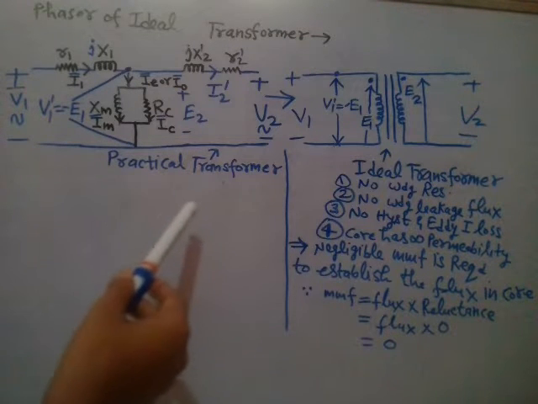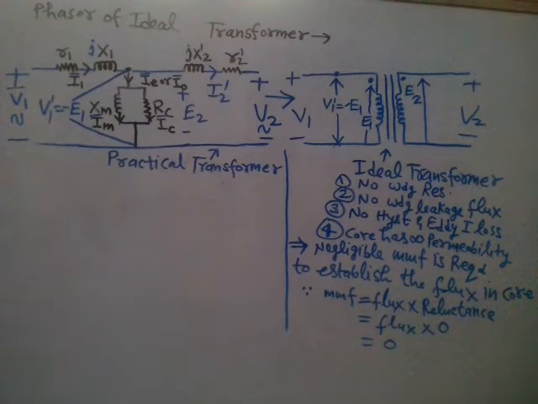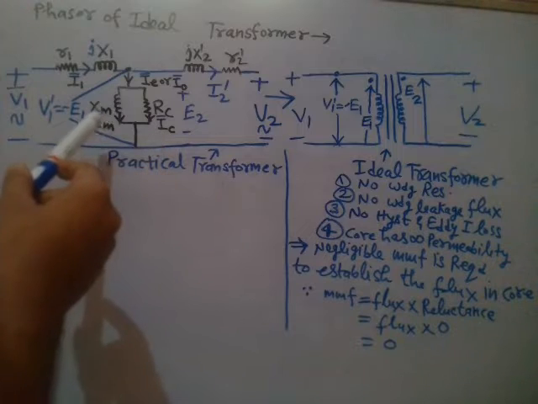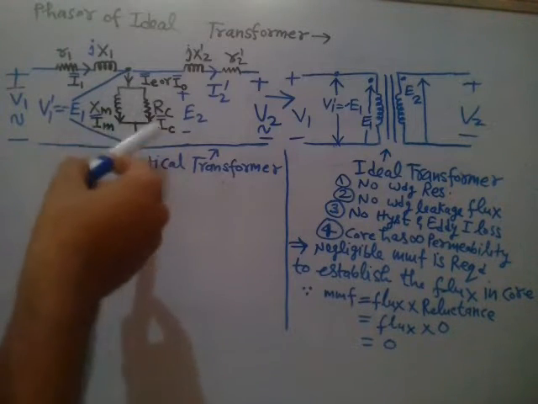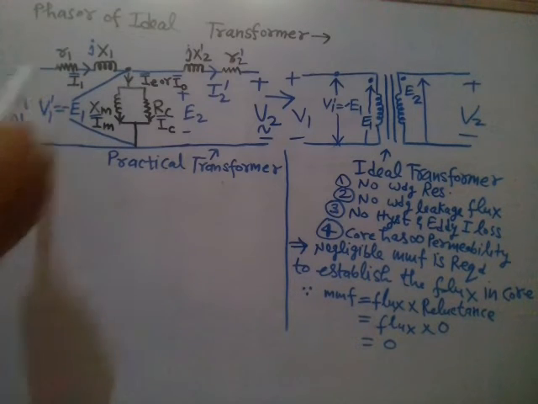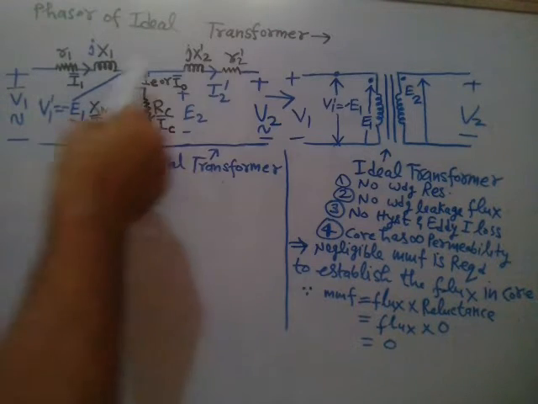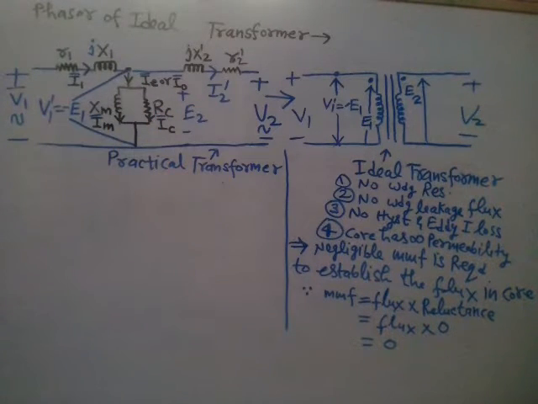The practical transformer has leakage reactances x1 and x2. It has losses, hysteresis loss and core losses. RC is the representation of core loss. The practical transformer requires sufficient MMF to establish the flux in the core, and for that you have Xm. Similarly, it has non-zero winding resistances R1 and R2.